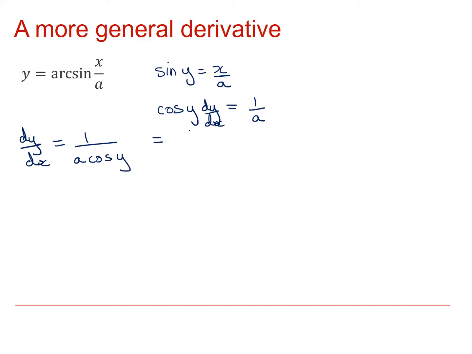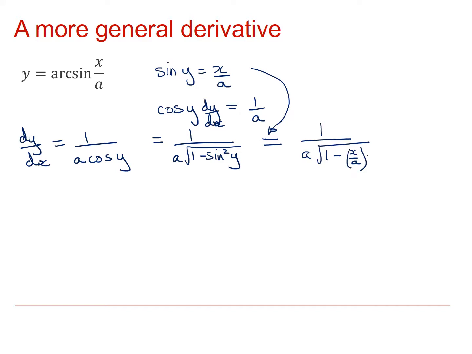Again, I can replace the cos y with root 1 minus sin squared y. And I don't need to worry about plus or minus because I know that dy by dx now is always positive. And again, from up here, I know that sin y is equal to x over a, and so this expression becomes 1 over a times the square root of 1 minus x over a, all squared.